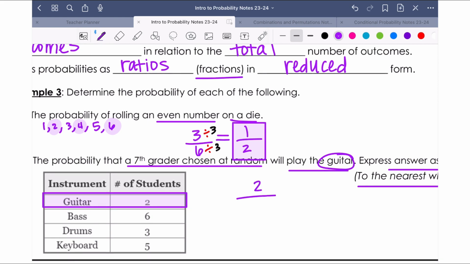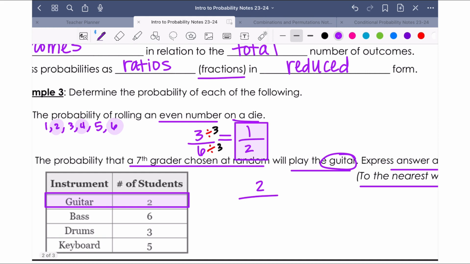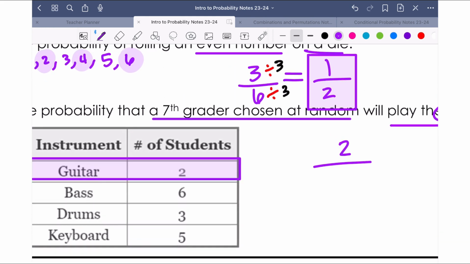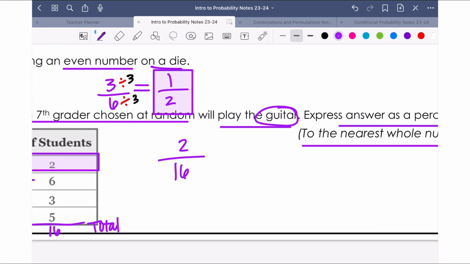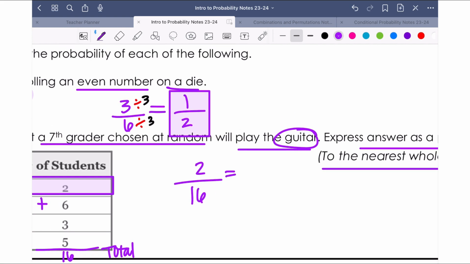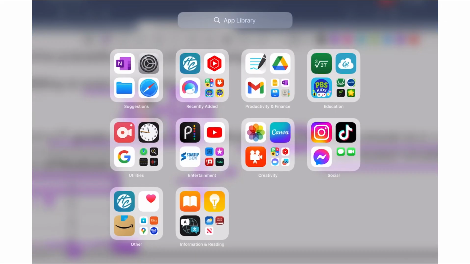Out of how many? What's the total? They didn't give us a total, so we just have to add. 2 plus 6 plus 3 plus 5. That's going to be a total of 16. Yeah. 6, 7, 8, 9, 10, 11. 11 plus 5, 16. Yeah. So 2 out of 16. But they want me to give my answer as a percent. So let's go to Desmos.